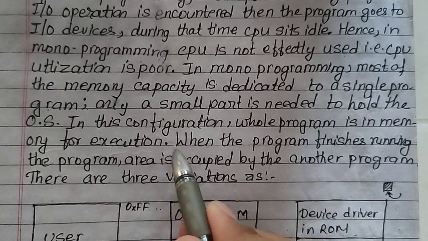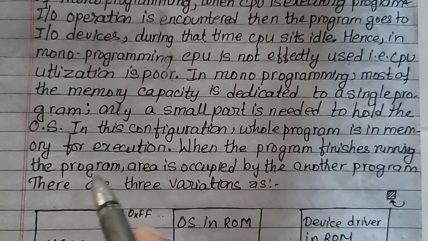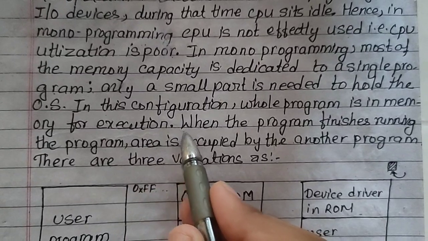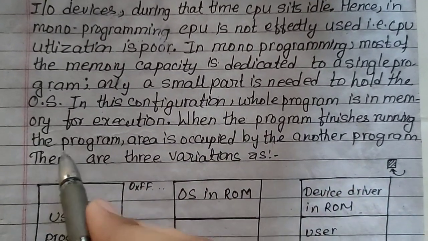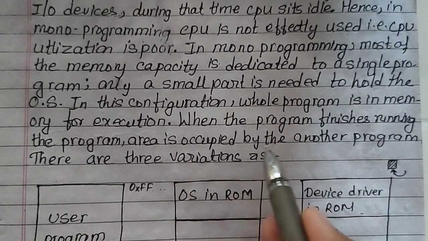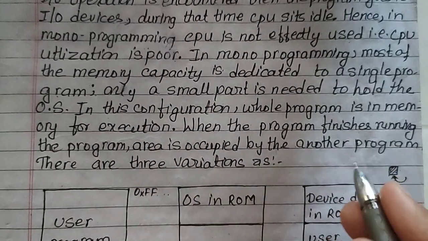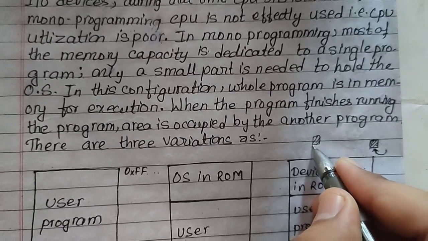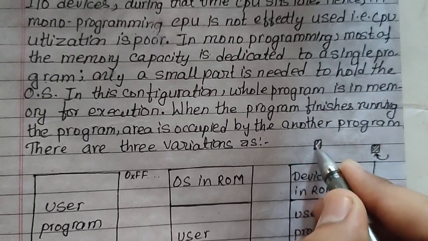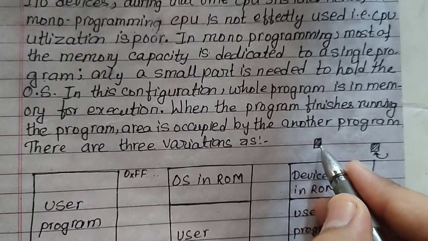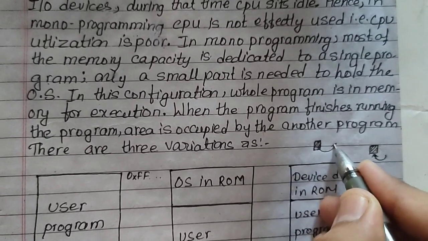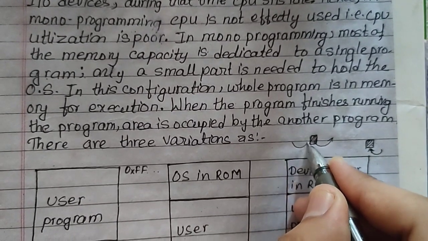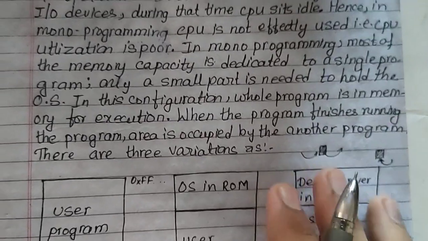In monoprogramming, the whole program is in memory for execution. When the program finishes running, the program area is occupied by another program. Suppose this is a memory which contains a running program. If this program is finished, another program occupies that space.